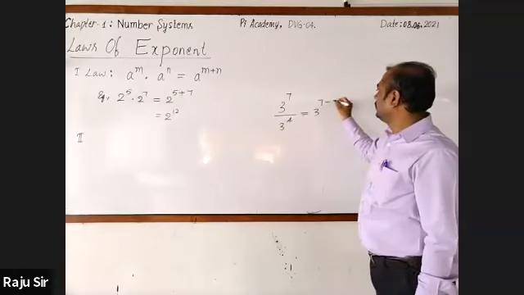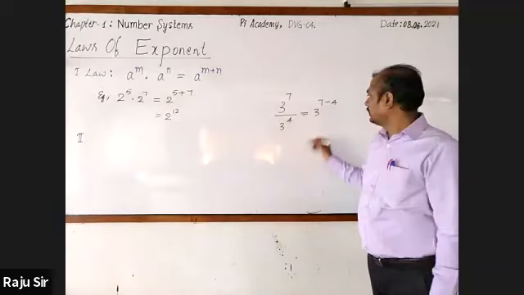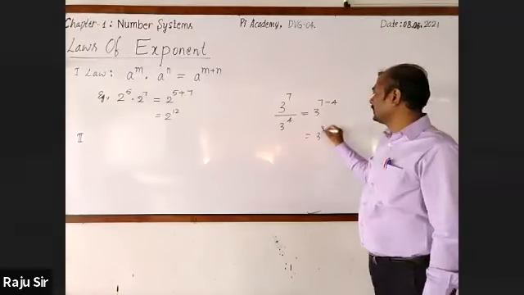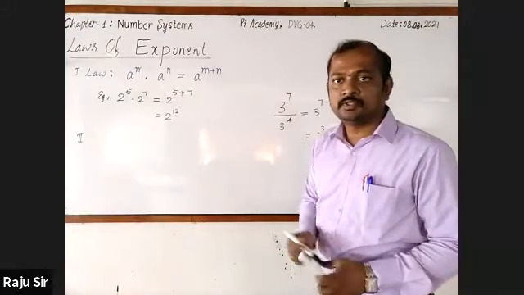Here 3 raised to the power 7 has power 7, and in the denominator 4 is there. Taking the denominator's power to the numerator, it becomes minus 4. This is equal to 3 raised to the power 7 minus 4, which is 3 cubed. This is the second law.